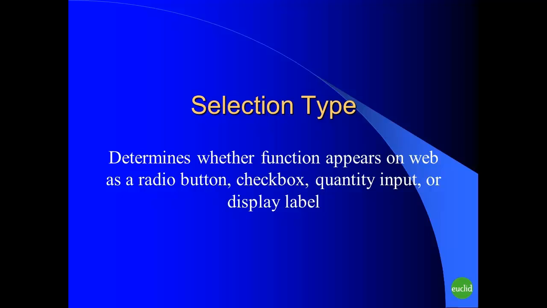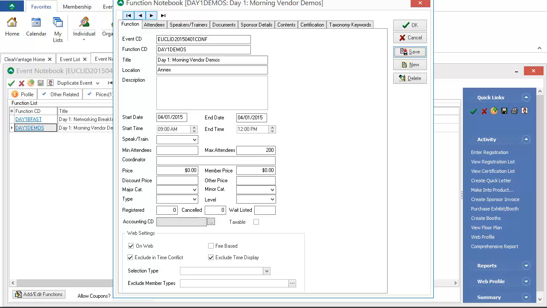Next, we will look at changing the selection type of the function. These are the selection type options. If no selection type is specified, the default is checkbox, allowing registrants to select or deselect as many functions as they wish. The radio button type limits them to one selection within a group, such as for casting a vote. We will look at groups in a few minutes.